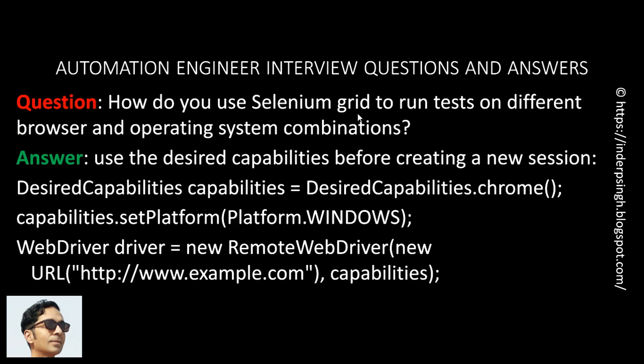How do you use Selenium Grid to run tests on different browser and operating system combinations? Use the desired capabilities before creating a new session. For example, the DesiredCapabilities variable is equal to DesiredCapabilities.chrome, capabilities.setPlatform Windows, and WebDriver driver is equal to new RemoteWebDriver, and give the URL and the capabilities variable.